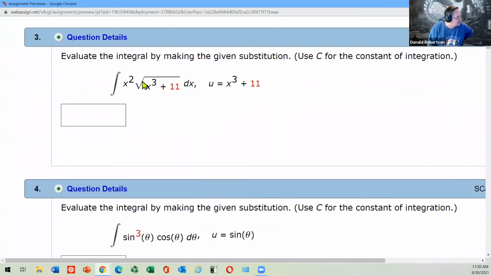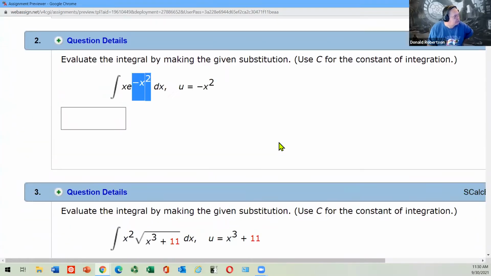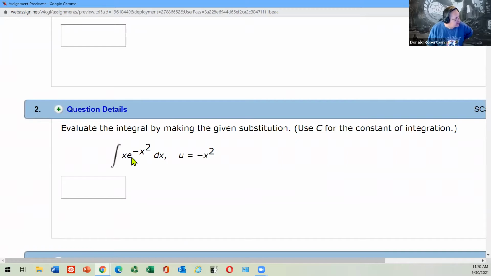Here are some rules for you as we go through them. If it's e to an ugly guy, make the ugly guy your u sub. So if you've got an expression e to the x cubed, e to the power of sine x, e to the power of log x, the exponent is something ugly. To me, ugly is anything that isn't an x. So for e to the x cubed or e to the sine x, make the sine x or the x cubed your u sub.